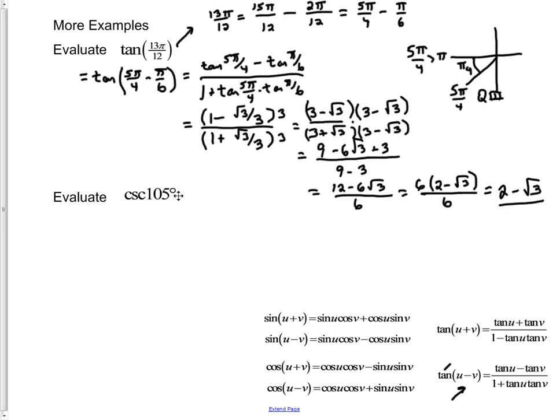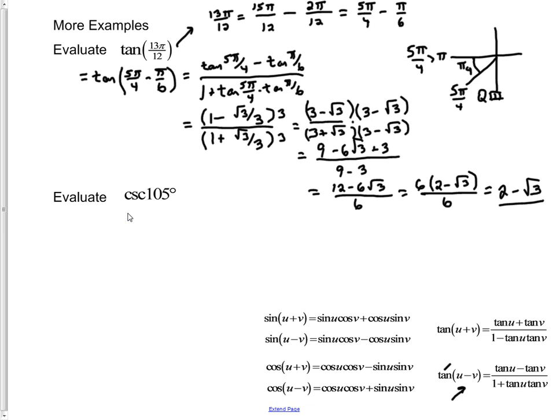Okay, one more here. Let's talk about this cosecant of 105. What do I do with that? That's not one of our formulas. Well, the answer to this is that we're going to have to rewrite by using one of the formulas that we do know. So in this case, let's make 105 something that's useful to us.